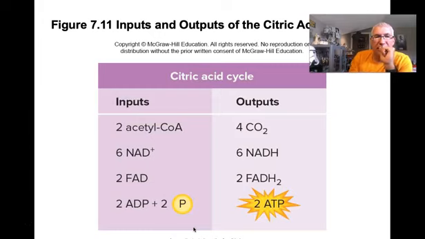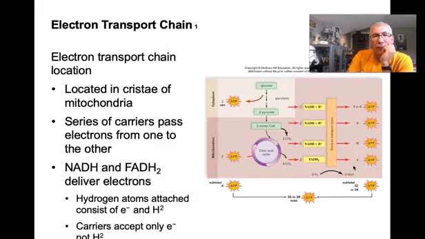Inputs of the citric acid cycle, these are just different molecules that are needed to make 2 ATP. And this NADH and FADH2, they're kind of like cars that carry electrons to the electron transport chain. The electron transport chain is located in the cristae of the mitochondria, so those little folds.